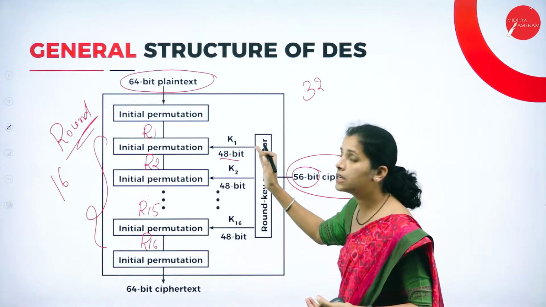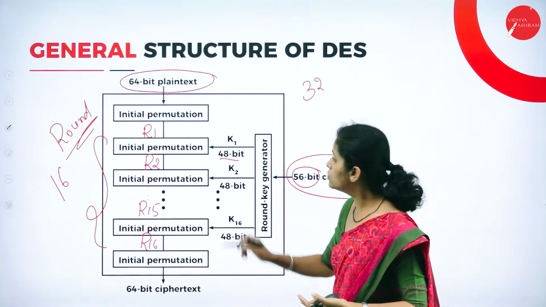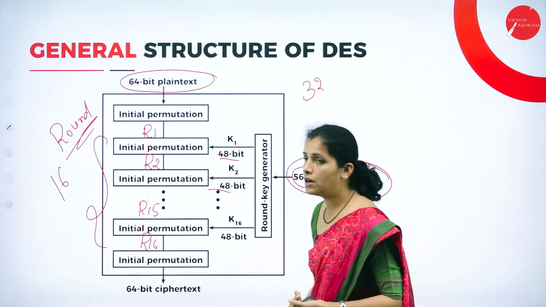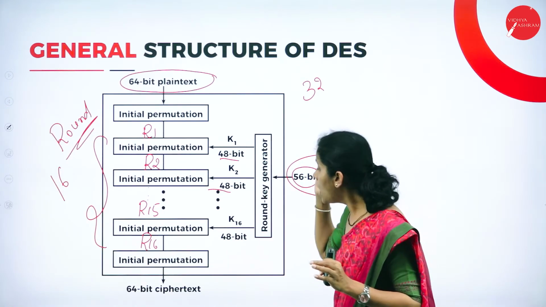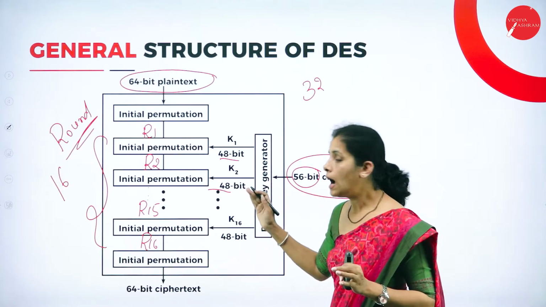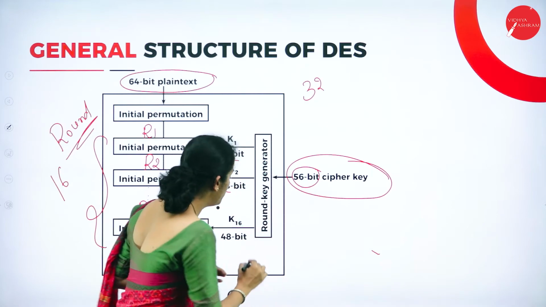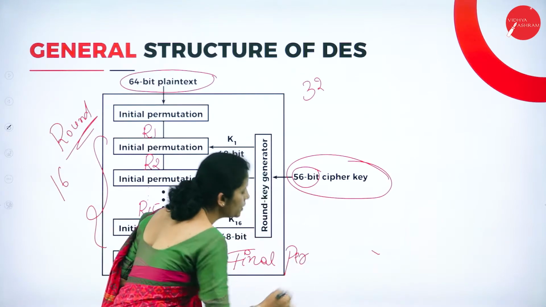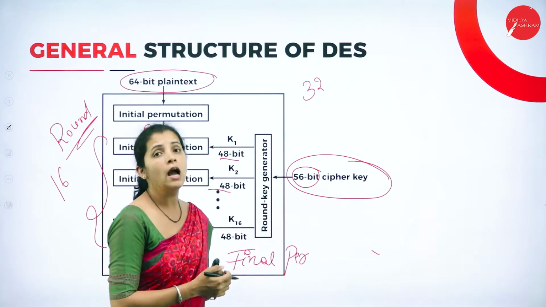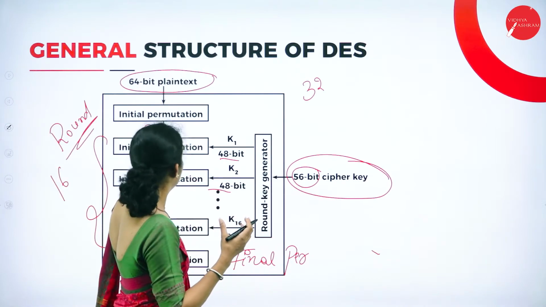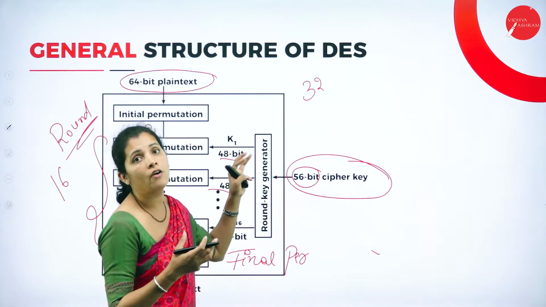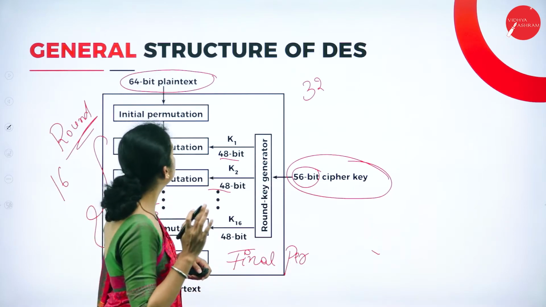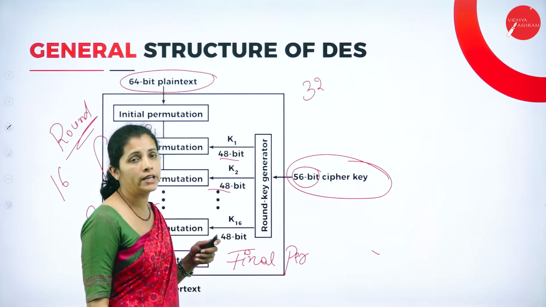For each round function, I'm going to give a 48-bit key. So what is the length of the key here? It is 48-bit. This is for the first round function, and the next 48-bit key for the second round, and it is going to continue up to the 16th round, and at the end I'm going to have the final permutation. In the final permutation, I'm going to club the left half as well as the right half together in order to get my final 64-bit ciphertext. So this is the general structure of DES.